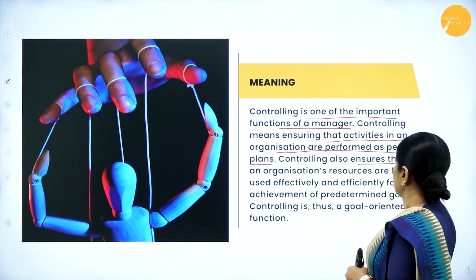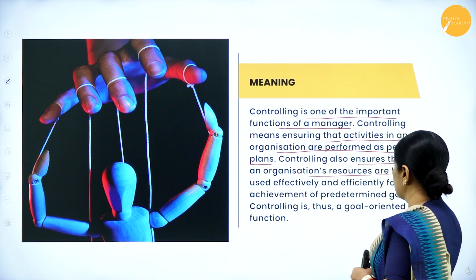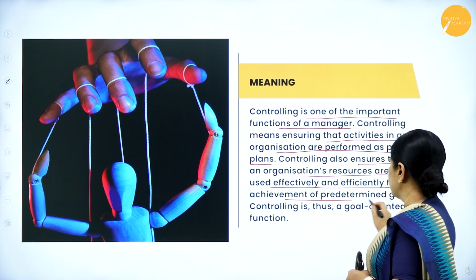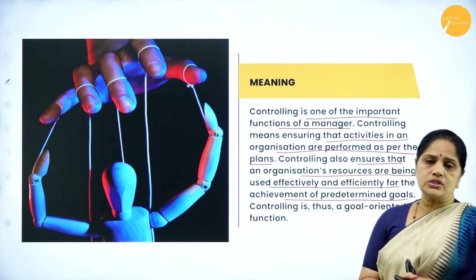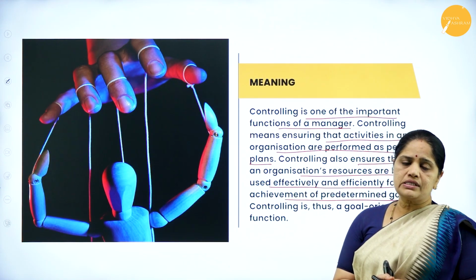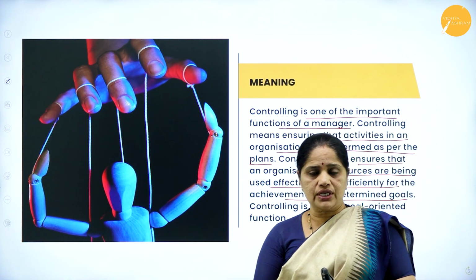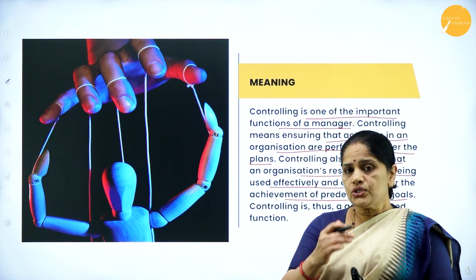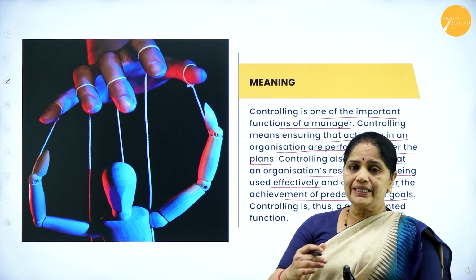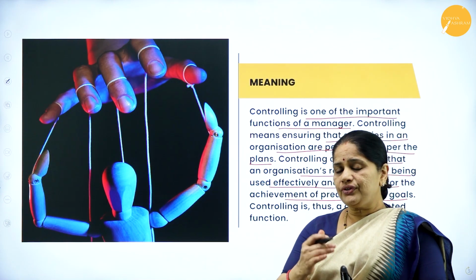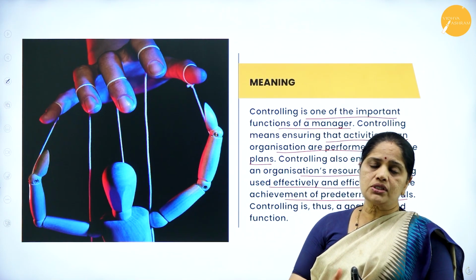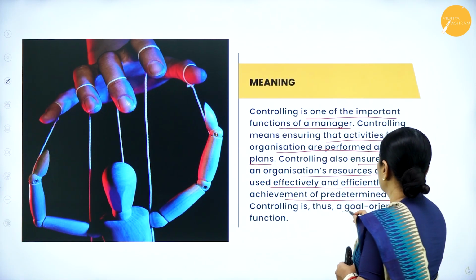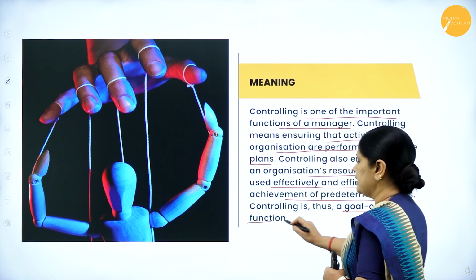It also ensures that an organization's resources are being used effectively and efficiently for the achievement of predetermined goals. So all the resources of the organization are being utilized efficiently. So there should be a control over the resources. Only if we have a control over the resources, we can make the best use of the resources. Then controlling is thus a goal-oriented function.